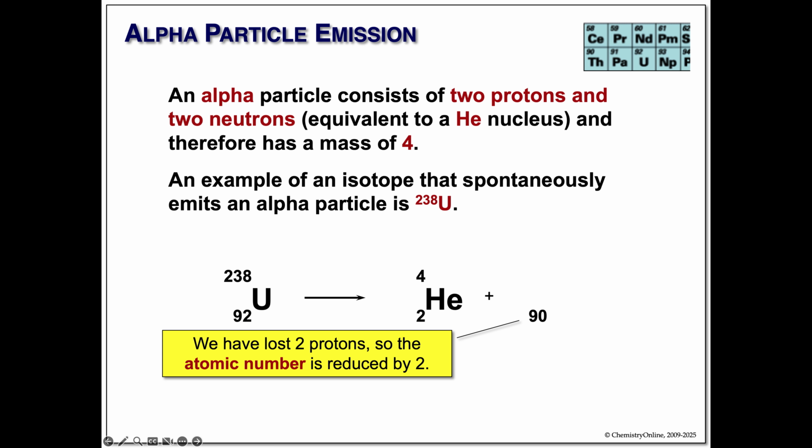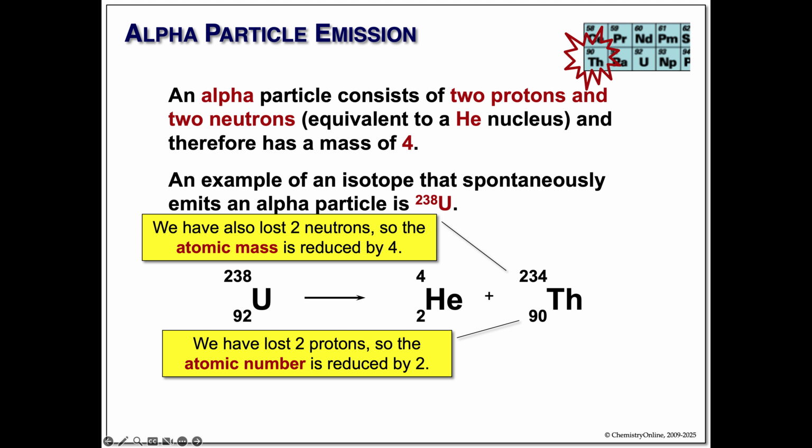Oh wait, let's figure out what we formed. We started here at uranium. We're going to drop down 2 atomic numbers. That brings us here to thorium, Th. All right, the mass number, 238 minus 4, 234. So uranium has now changed into thorium-234. Any questions?